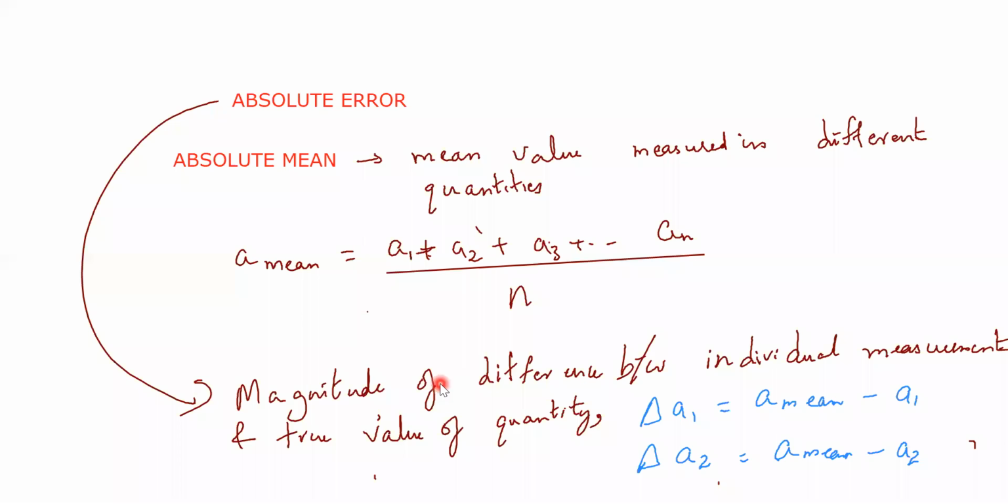Delta A1 here is equal to A mean minus A1. So in order to find this delta A1, I need the mean. That's the reason I wrote this first. So this is nothing but the difference between the individual measurement, that is A1, A2 and so on, and the true value of the quantity. That is the thing about our absolute error. But what is going to be asked in the entrance, I am yet to come to that.